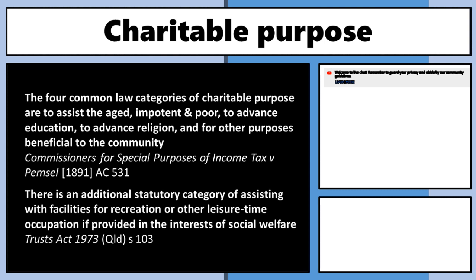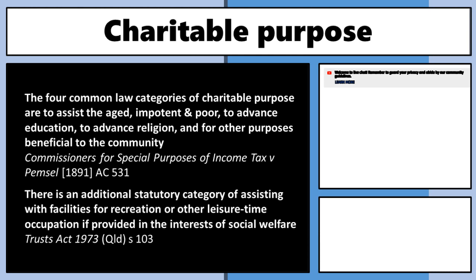The first one is for the relief of poverty, age, and impotence. That's the first one. It's to advance the purposes of education. That's the second one. Advance the purposes of religion. That's the third. And the fourth one was kind of this catch-all. Things that benefit the community. So other purposes that in some way are beneficial to the community.